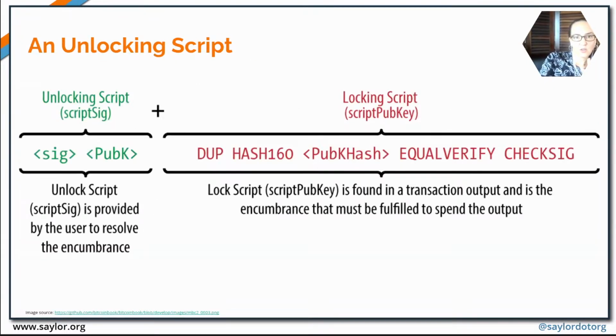All right, so let's look at this, and again, we will come back to this in some depth. We're going to keep cycling through this example. Here we have a very standard pay to pub key hash transaction. This is our locking script. This is what it looks like. This is DUP, HASH160. Here's the hash of a public key. This is EQUALVERIFY, and this is CHECKSIG. These are our opcodes, and we'll look through them in a minute.